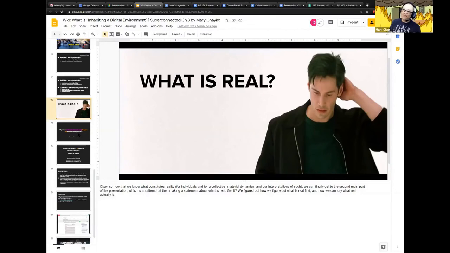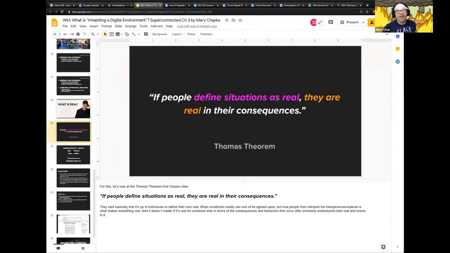So anyways, there's Neo scratching his head, right? What the hell's going on? To help us with that, maybe this quote from two researchers called Thomas and Thomas. They were married, I don't know their first names, they're both named Thomas: "If people define situations as real, they are real in their consequences." So that's actually what matters.